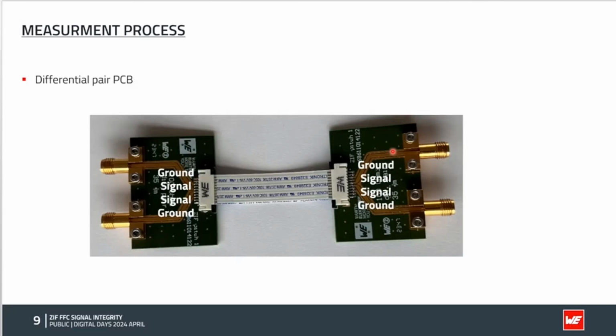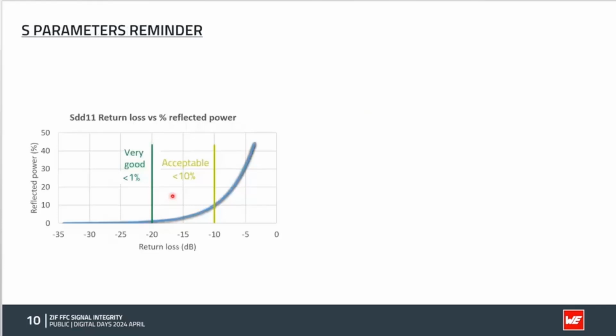And today we have only 30 minutes to present you that, so we will talk only about differential pair. But of course, if you want, we have all the information on the single end. So here today we will see ground, single, single, ground. So single, single is a differential pair.